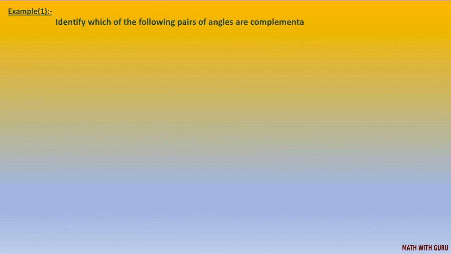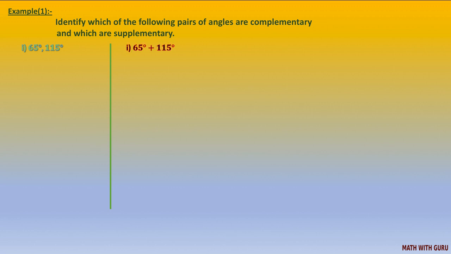Let us take an example. Example 1. Identify which of the following pairs of angles are complementary and which are supplementary. Here is the first pair, 65 degrees and 115 degrees. Let us add them up. They add up to give 180 degrees. Therefore, what is your conclusion? Of course, they are supplementary angles.